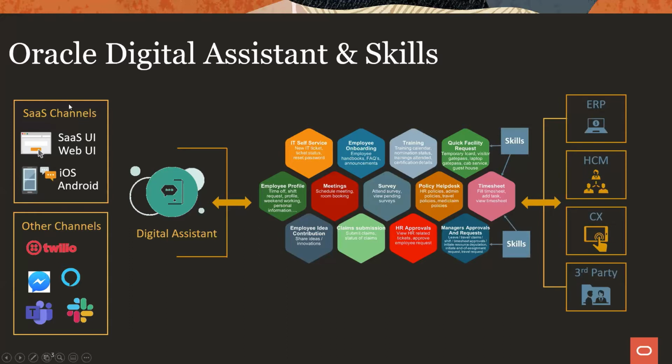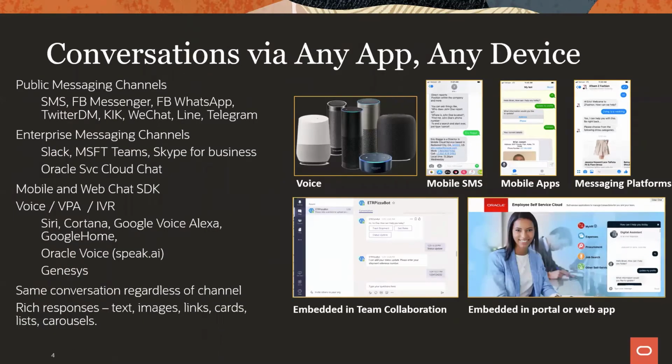Some of the channels that are available are typical SaaS channels, such as on a web page or over the phone using text message. And then other channels are Twilio, Facebook Messenger, Microsoft Teams, Slack, Alexa, voice channels, things like that. Here we have a couple of examples of what it looks like on a page or a phone, and it goes into more detail on the channels that are available. Again, SMS, Facebook Messenger, Slack, Microsoft Teams, and then voice channels as well, if that's what's needed, such as Alexa, Google Home, Oracle Voice.